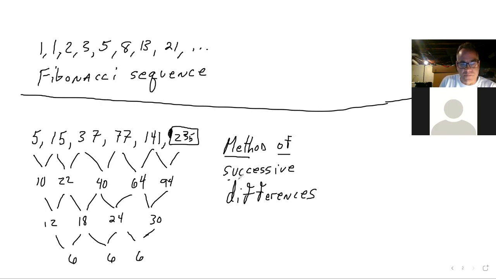And so it's used to find the next term of a sequence, but in this fashion. Any questions on the method of successive differences?